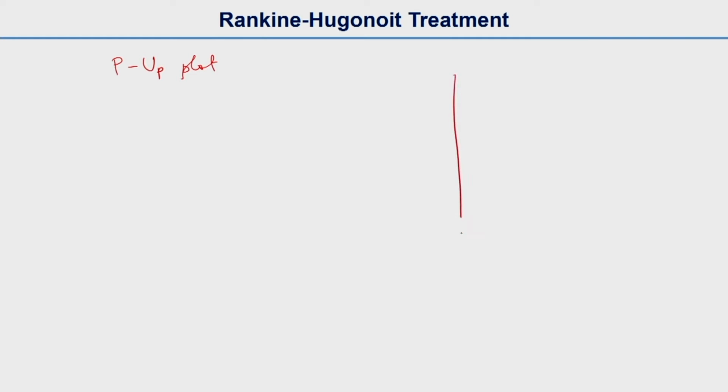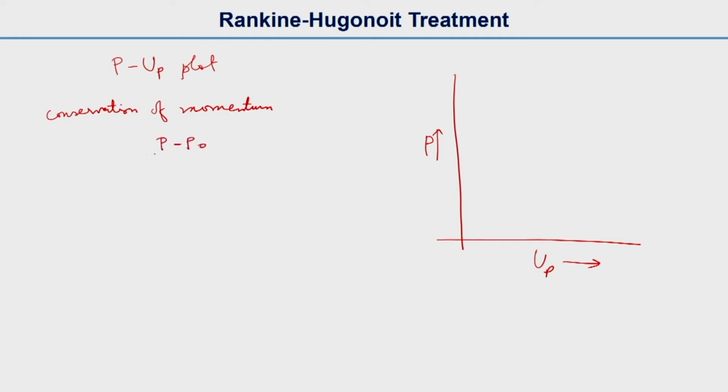So this plot is pressure versus particle velocity. From conservation of momentum, (P minus P naught) divided by UP will give us rho naught US. So this will give us this type of curve.